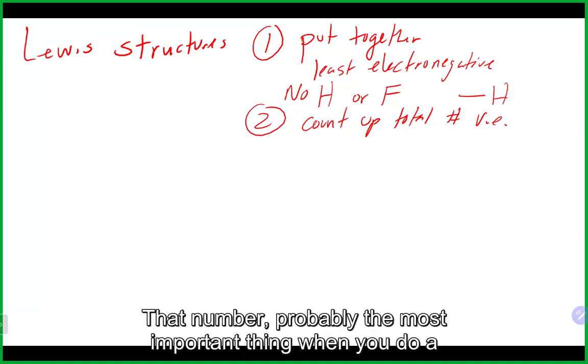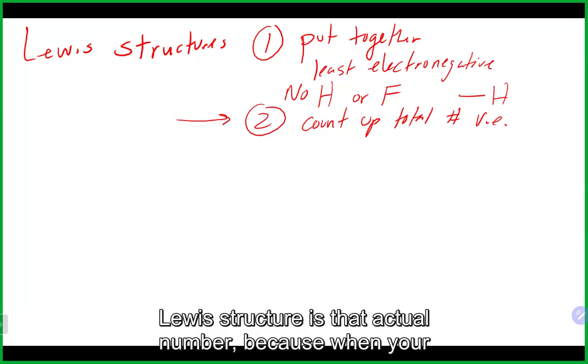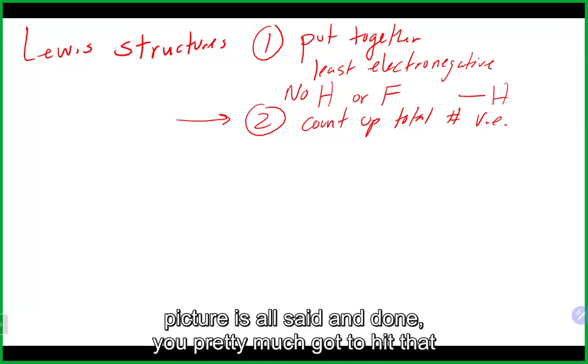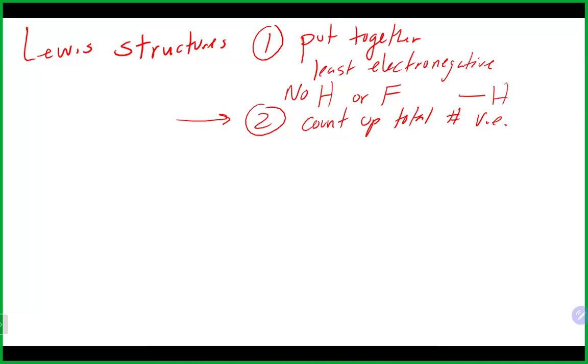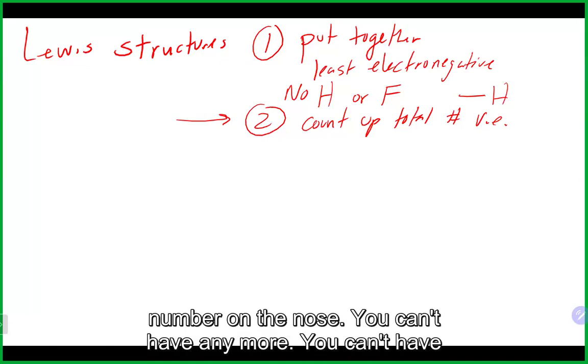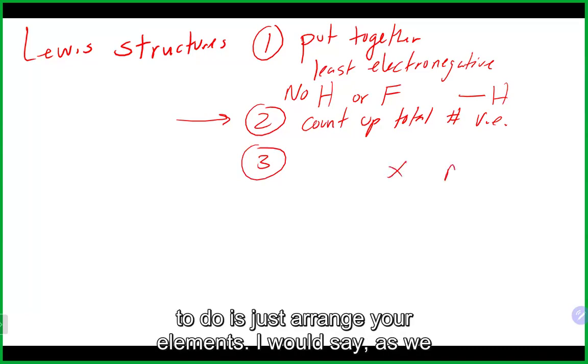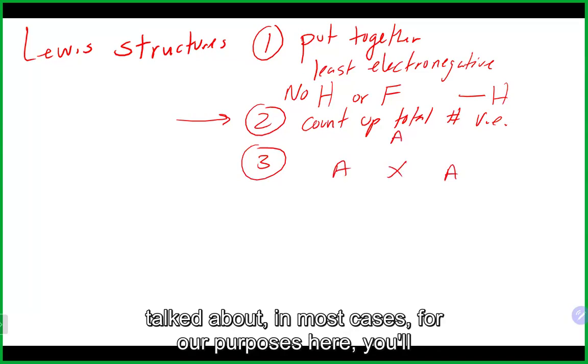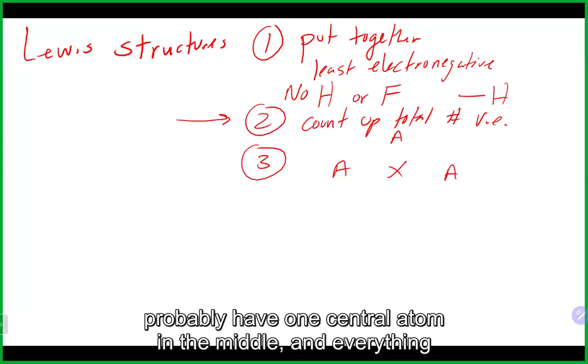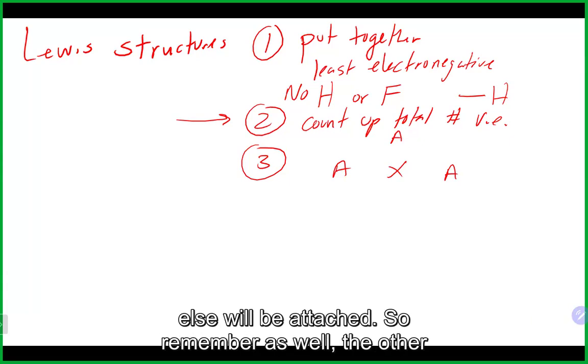That number, probably the most important thing when you do a Lewis structure, is that actual number, because when your picture is all said and done, you pretty much got to hit that number on the nose. You can't have any more, you can't have any less. Once you've done that, really the next step is to arrange your elements. I would say, as we talked about, in most cases, for our purposes here, you'll probably have one central atom in the middle and everything else will be attached.